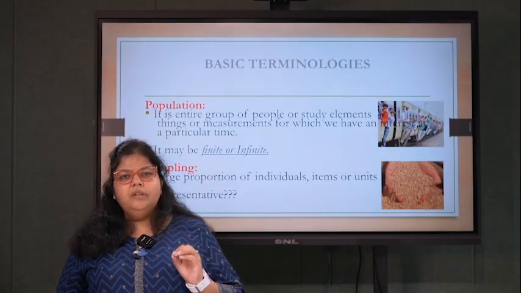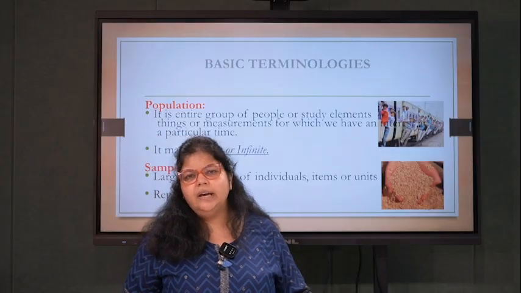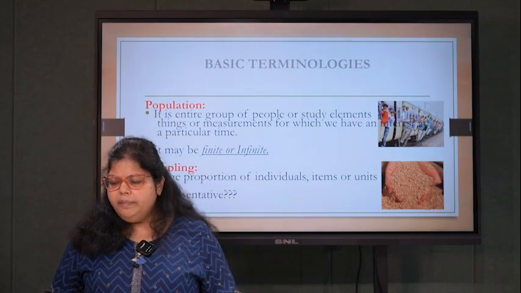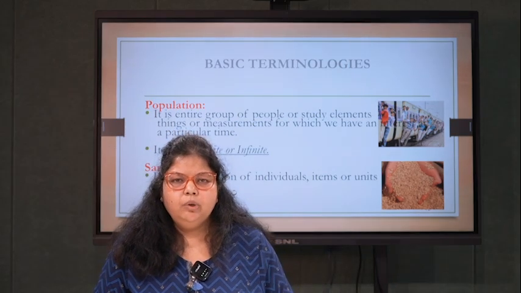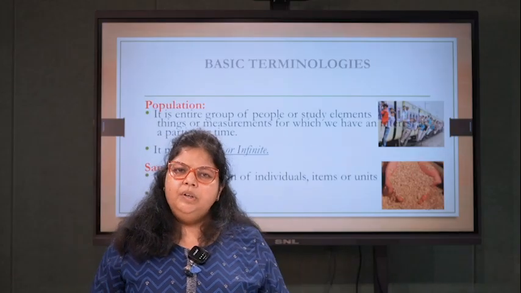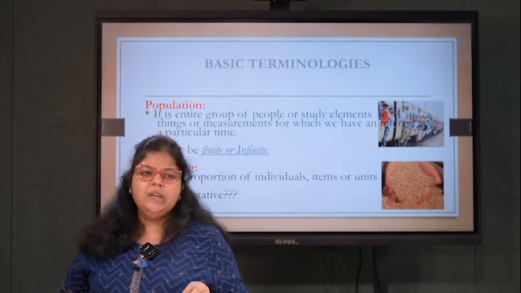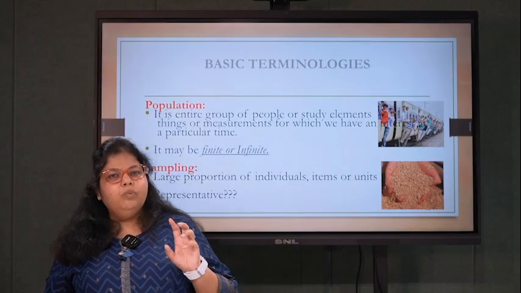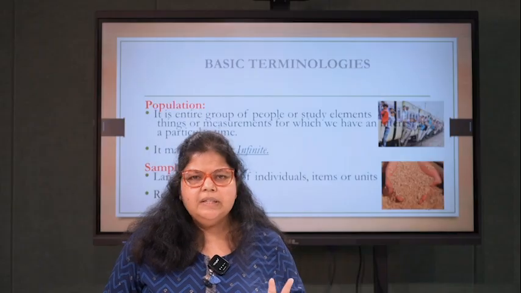So very first is about population. We've already learned some part of it. Population is the entire group of people or study elements, things or measurements about which, at a particular time, we need to find out certain facts about that community. So which is that community? That is called the population, the entire population. Now this population can be divided into two, that is finite population or infinite population. Now what do you mean by finite? Finite means that it is limited, right?